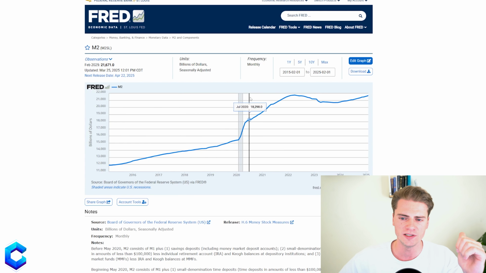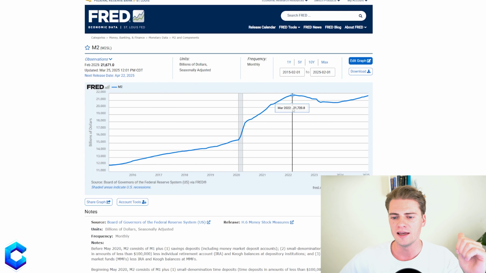First of all, I want to show you this chart. This is the last 10 years of the M2 money supply in the US. And you see that it went up dramatically during COVID. And then it topped here in April 2020 and went down again. But right now it's going up. So what does that mean?